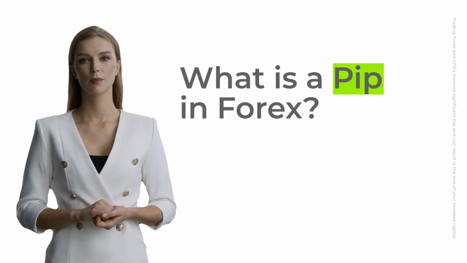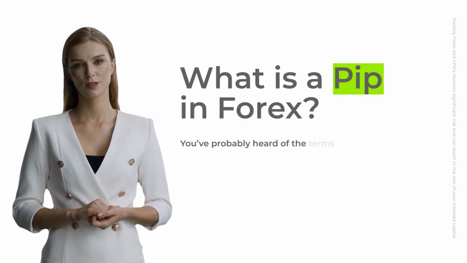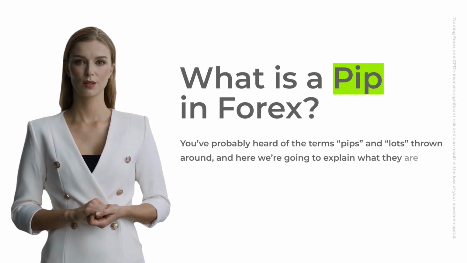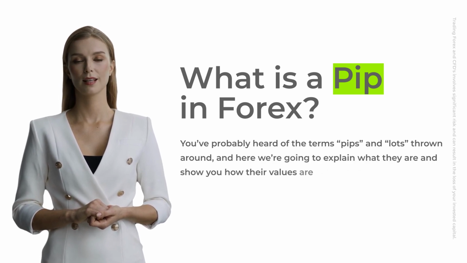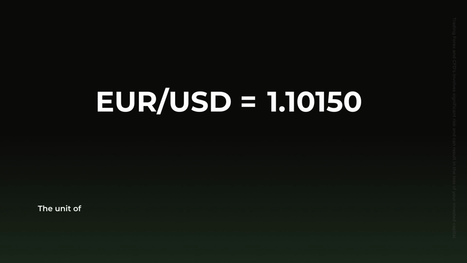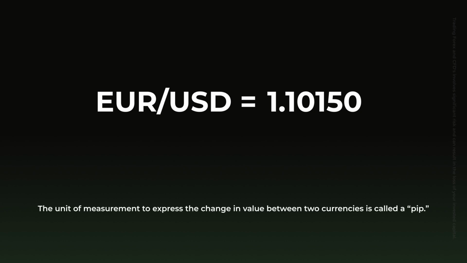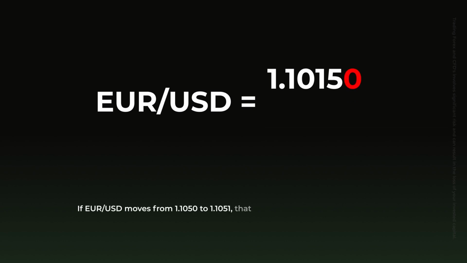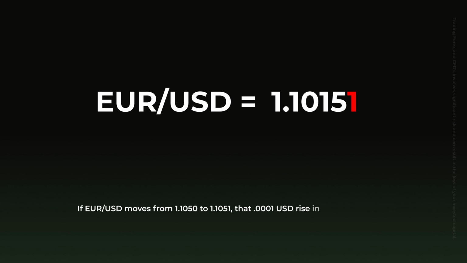Next, what is a pip in Forex? You've probably heard of the terms pips and lots thrown around, and here we're going to explain what they are and show you how their values are calculated. The unit of measurement to express the change in value between two currencies is called a pip. If EUR/USD moves from 1.1050 to 1.1051, that 0.0001 USD rise in value is 1 pip. A pip is usually the last decimal place of a quotation.